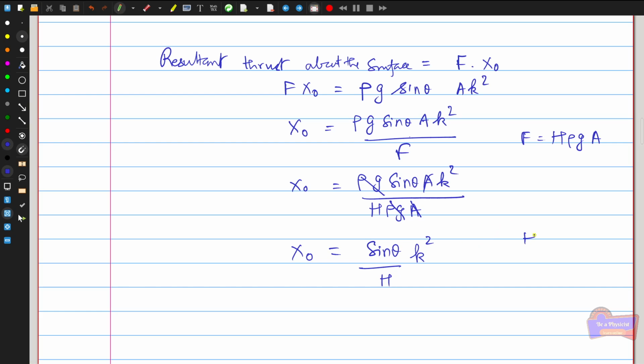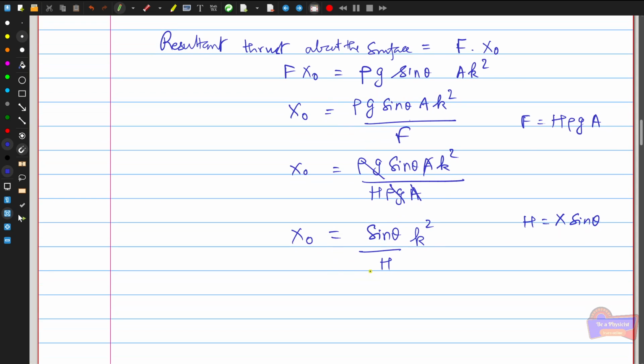Or if I write it, from sine theta equal to H by x, I can find that capital H is equal to x times sine theta, and I can substitute this value in this equation. So instead of H, x into sine theta, so this sine theta will cancel. The final value of x0 is equal to k squared divided by x.